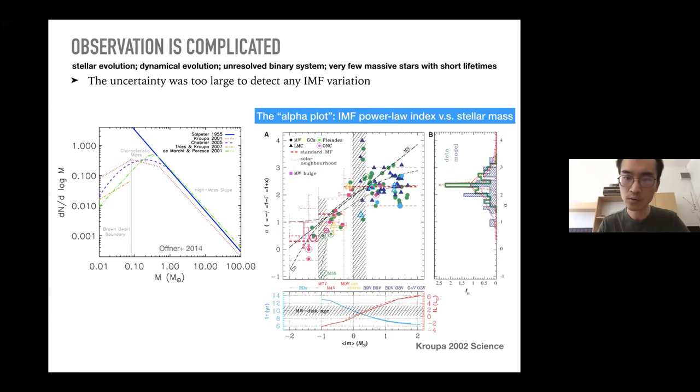So in 2002, Kroupa proposed this alpha plot. That contains the same information as this function, alpha here. So at the x part, you see that the measurements of different stellar systems are basically consistent with the same IMF slope.